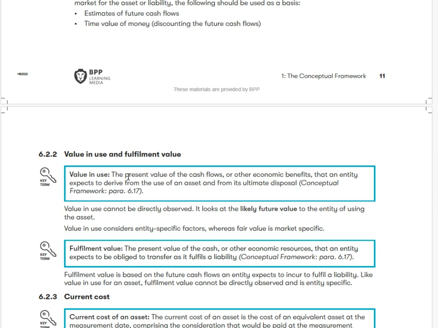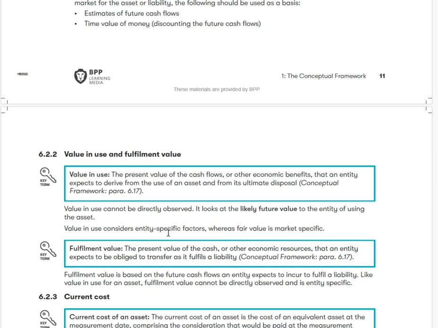Value in use and fulfillment value. Value in use is the present value of cash flows or other economic benefits that an entity expects to derive from the use of an asset and from its ultimate disposal. So the cash flow from the use of an asset, what you are getting, and the ultimate disposal, what you are getting, the present value of the cash flows. Value in use cannot be directly observed. It looks at the likely future value to the entity of using the asset.